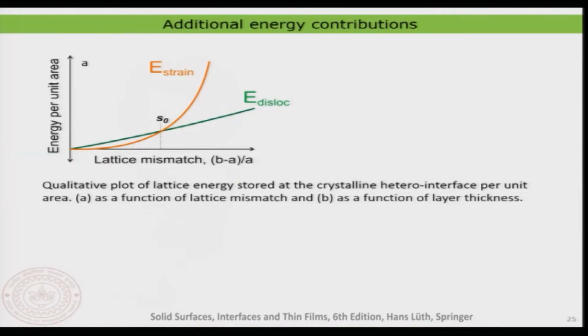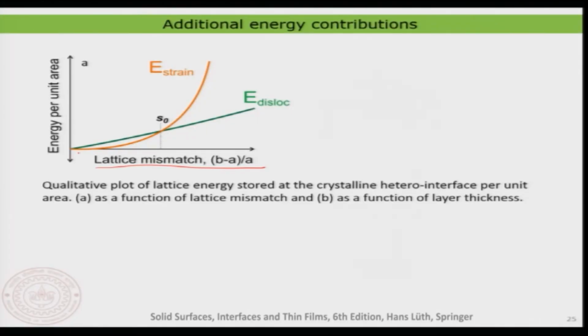Let us have a look at the qualitative energy contribution from both these cases. So if you plot the energy per unit area as a function of lattice mismatch, where again it is b minus a by a, that is the lattice parameter of the adsorbate minus the lattice parameter of the surface divided by that of the surface, that's basically the lattice mismatch. And you can see that much energy is being stored at the interface, because it's a positive energy that you deposit at the interface.